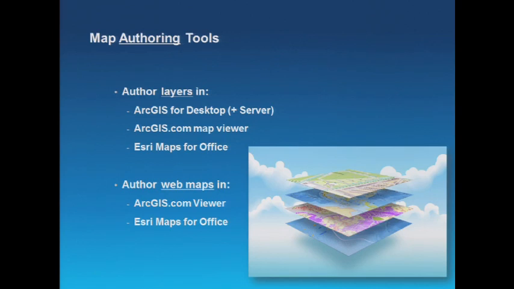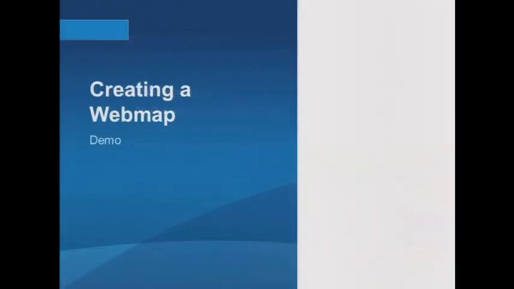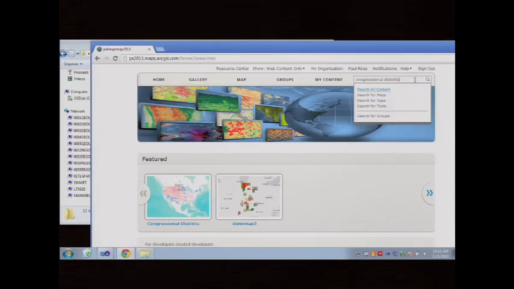How do you put those layers together? You use the ArcGIS.com viewer, or you can do that inside of Excel for Office and put those together there. There's a couple of different ways to be doing that. So now that we've got the stuff there, let's let Dave create a couple of web maps from that.